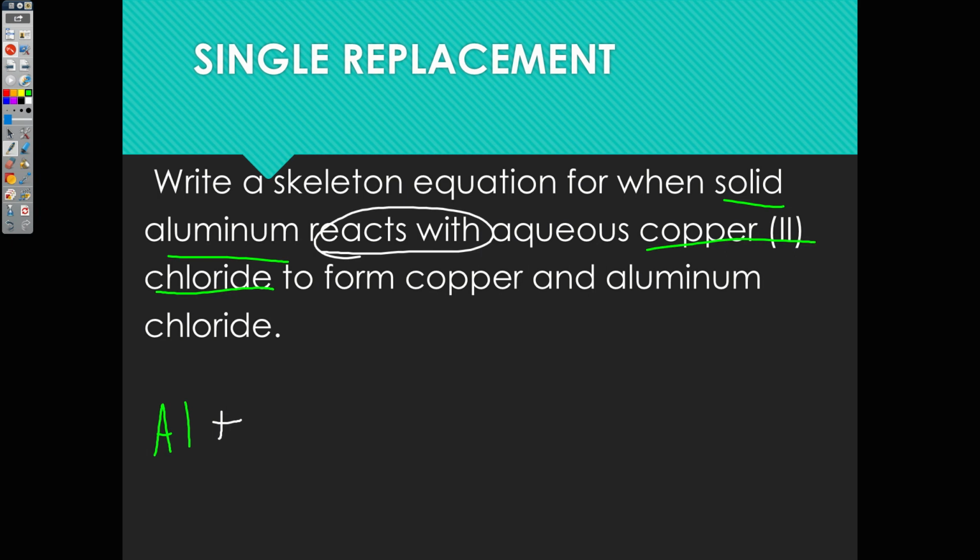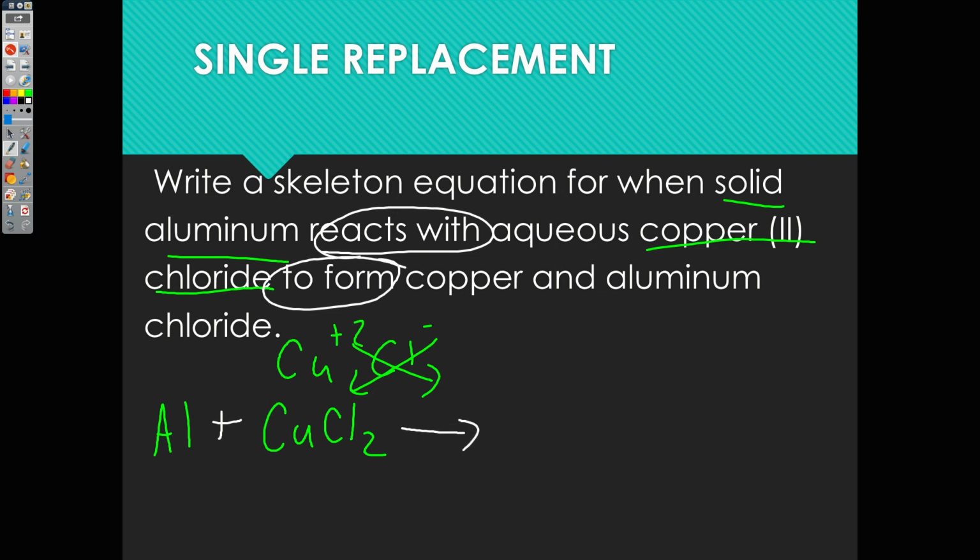That's a compound, so we need to worry about our formulas. Cu plus 2, chlorine Cl minus. Those two swap, so it becomes CuCl2. And then to form, we know after that is going to be our products. So our products are going to be copper, which is just Cu, not diatomic, and aluminum chloride.